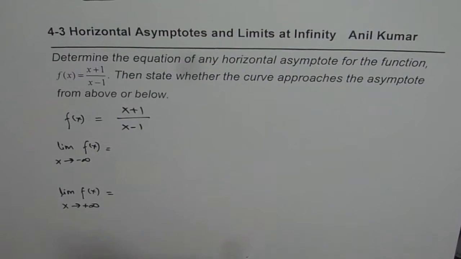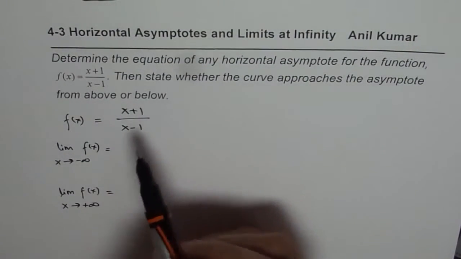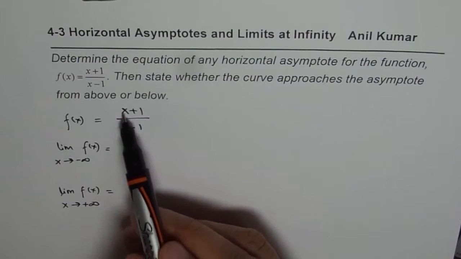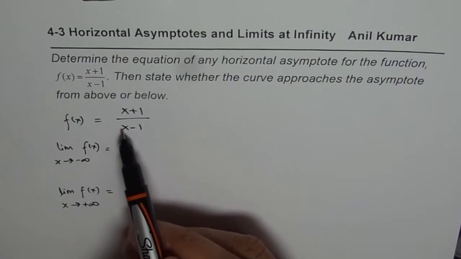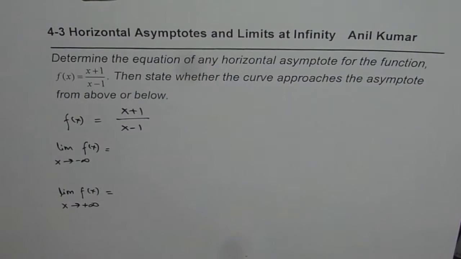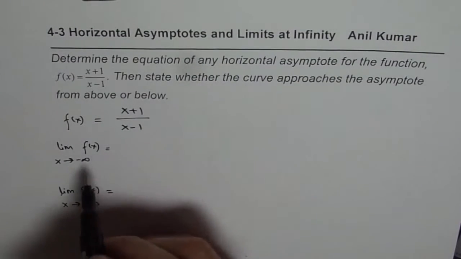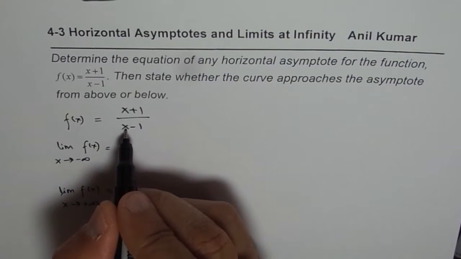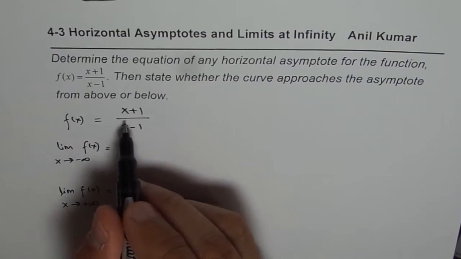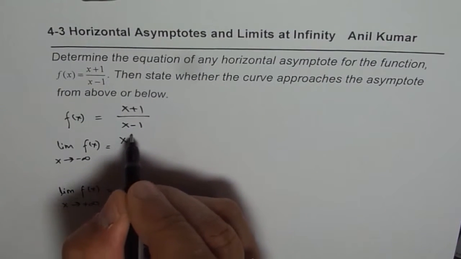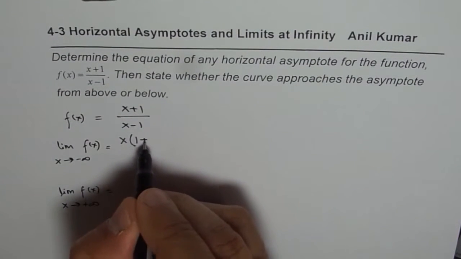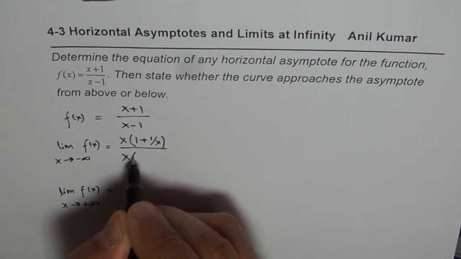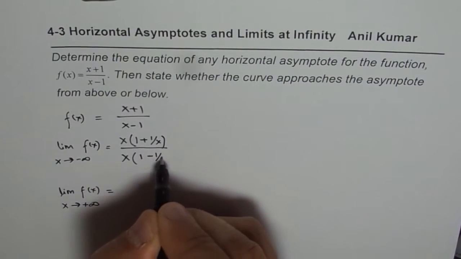Now, how do we find it? One way is to analyze the equation, of course. Here we see that the numerator and denominator degrees are the same, and therefore the equation should be the ratio of coefficients. But we will show you a method for how to find that. In this particular case, I can take x common in the numerator and x common in the denominator. In that case, what do I get? I will get x times 1 plus 1 over x, is it okay? Divided by, the denominator gives me x times 1 minus 1 over x, correct?